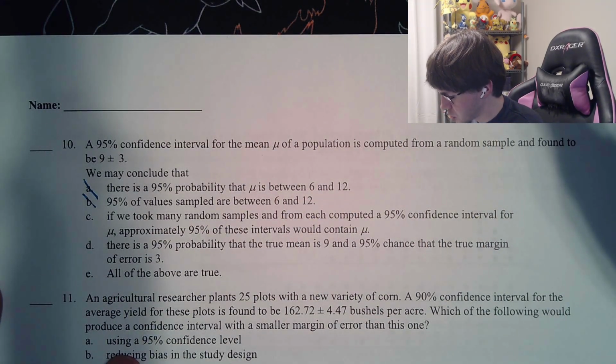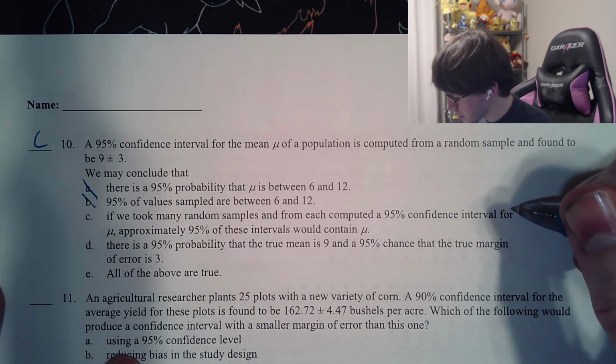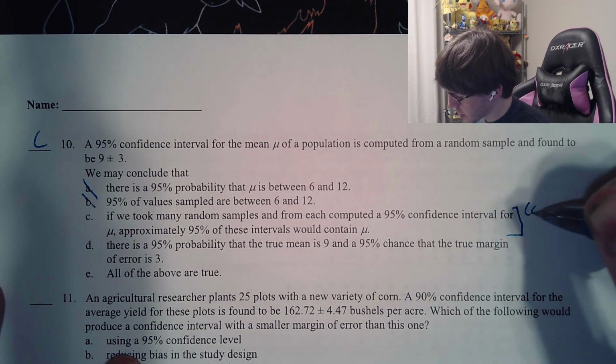95% of values, no. If we took random samples from each and computed a 95% confidence interval for mu, approximately 95, that is perfect. That is our definition that we are looking for. This right here is called the definition of a confidence level.